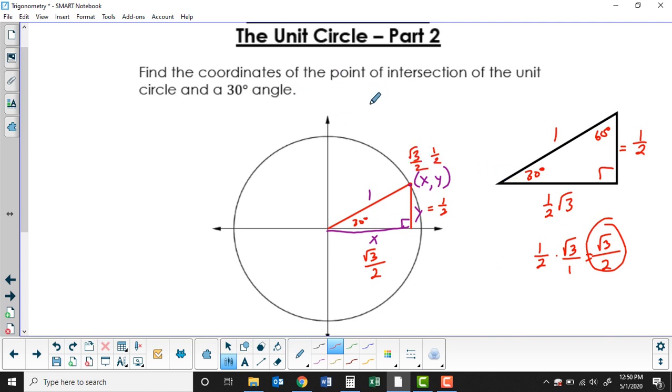And that is what our answer is. Our answer is the square root of 3 over 2, comma, 1/2. That is the coordinate of this point right here. It's the intersection of the unit circle and a 30-degree angle right there. Okay?